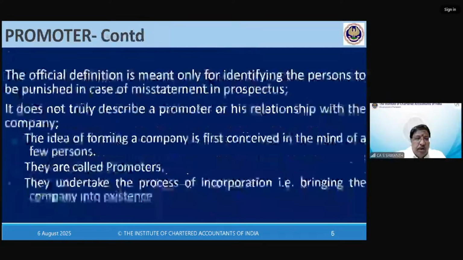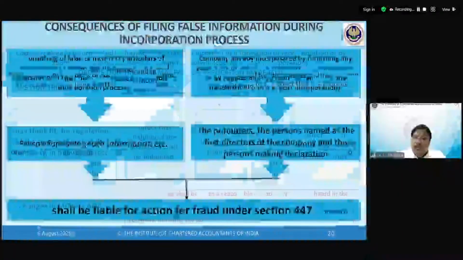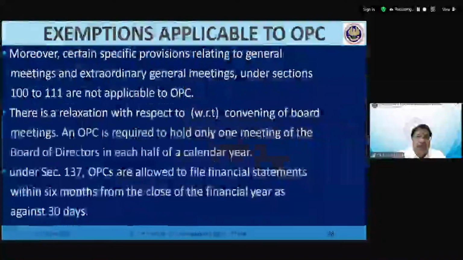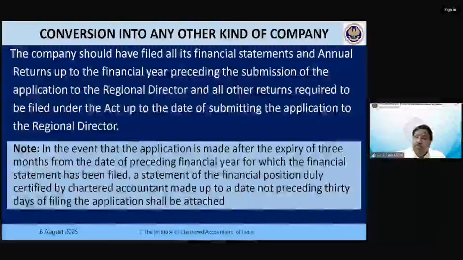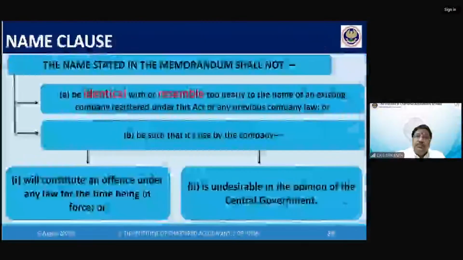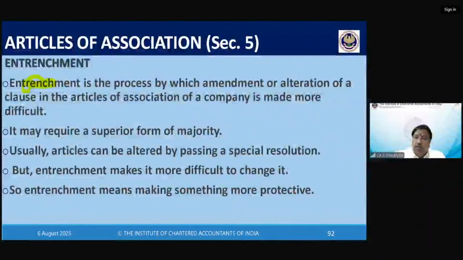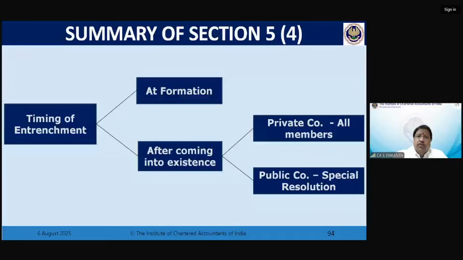We have covered quite a lot of ground. In fact, we've covered almost 100 slides, 92 slides, almost 100, I should say. So, the balance we have to finish today.